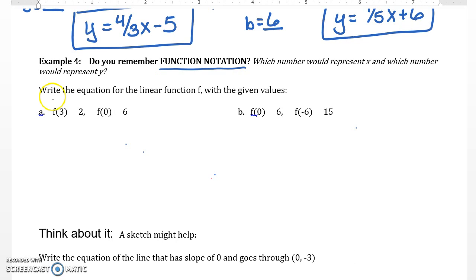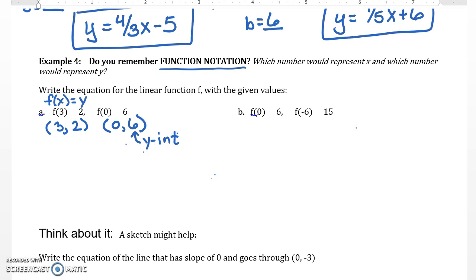So let's think about function notation. F of x, we said, is a fancy way to represent y. So if I write that up above the information that I'm given, then I can easily see that my x-coordinate is 3 and my output, the y-coordinate, is 2. And likewise, it would work the same in the second f of x notation. My x-coordinate is 0, my y-coordinate is 6. And when I recognize x is 0, then I know the 6 is also serving as my y-intercept.